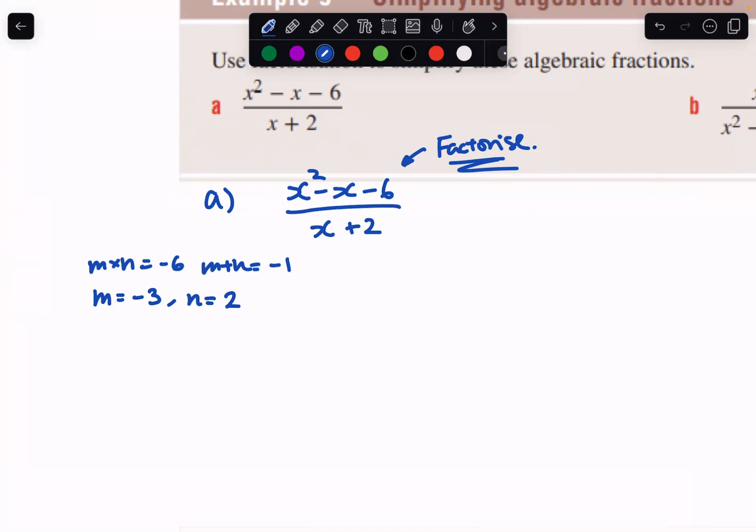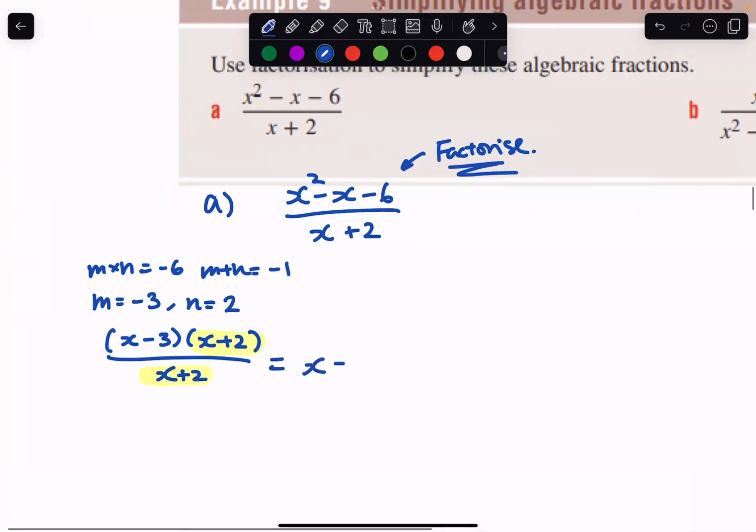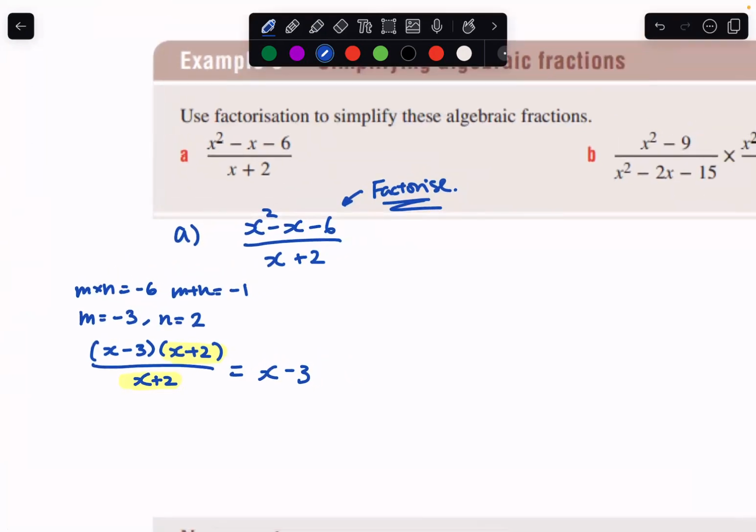All right, so now the top can be written as bracket x minus 3 times x plus 2 over x plus 2. So now you can simplify x plus 2 and x plus 2. So they cancel, and we get x minus 3. All right, this is question A.